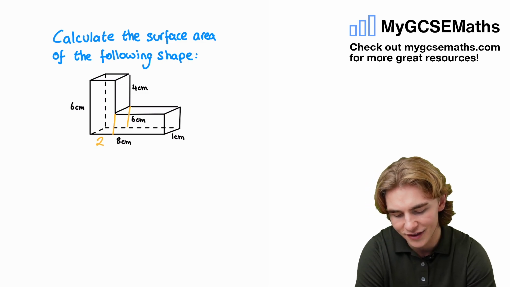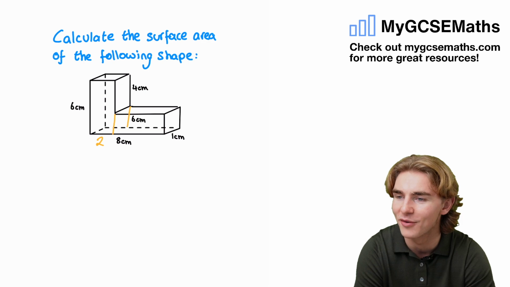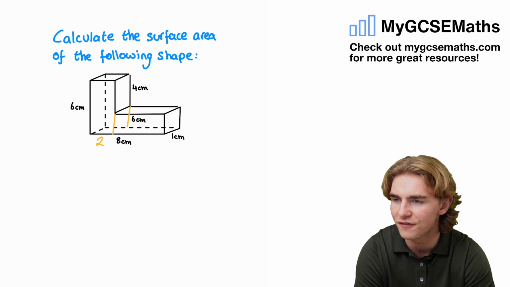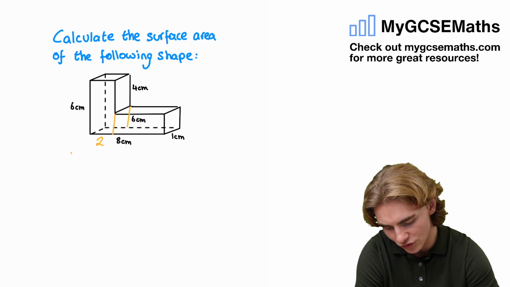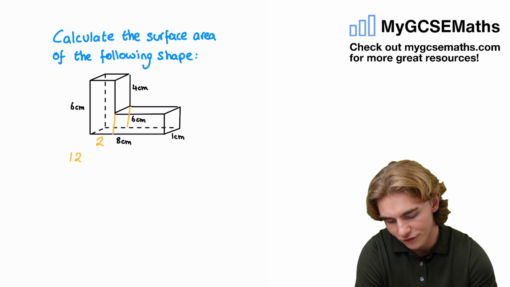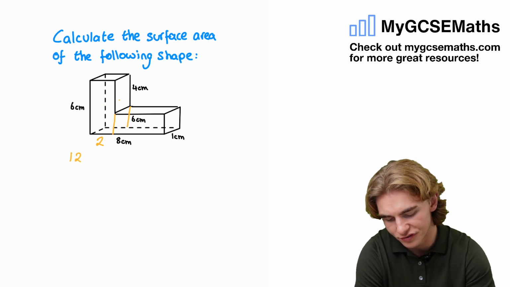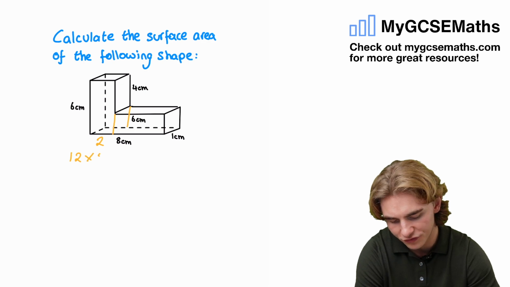Now that we have this side length, we can do some work in working out the areas of our faces. So this front face, which I highlighted, that is going to be base times height, 2 times by 6, that is going to be 12. We have two of those faces. We have the one on the front. We also have the one on the back. So we can do 12 times by 2, and that is going to account for those two.